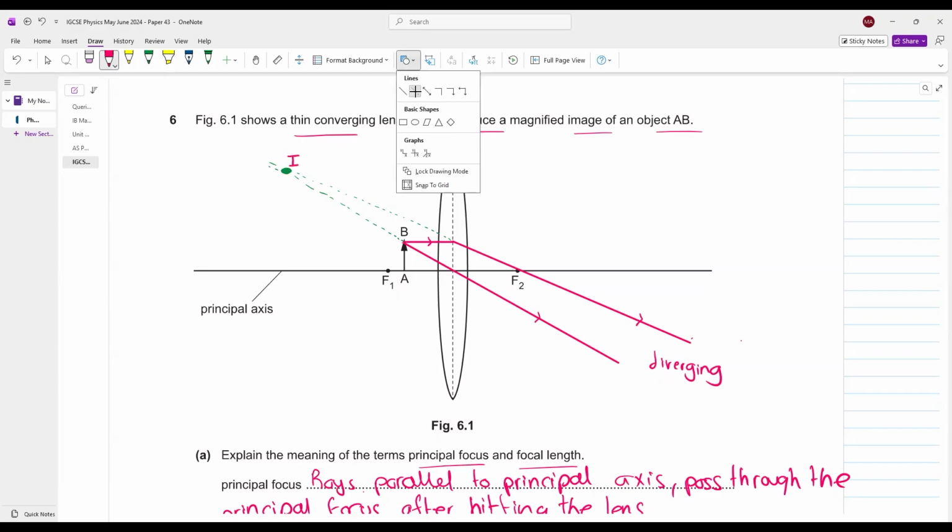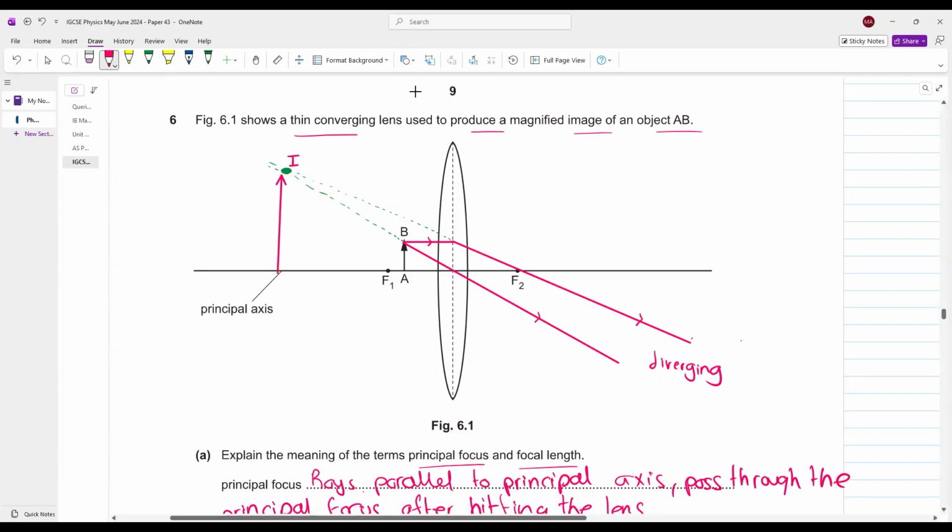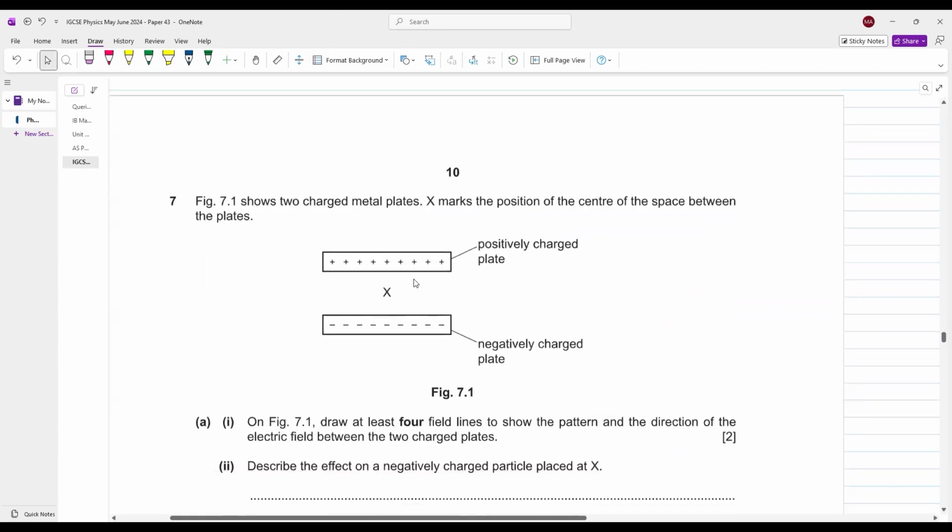Draw an arrow here, the image will come. Simple. This is how you do things. Whenever your rays are diverging in the forward direction, what do you do? You extend it backwards and they meet at a point behind the lens. This is your image. Simple as that. Nothing complicated. Let's further move ahead.